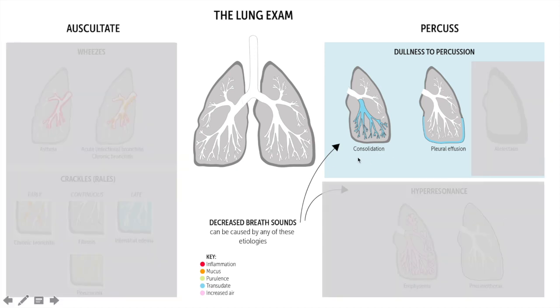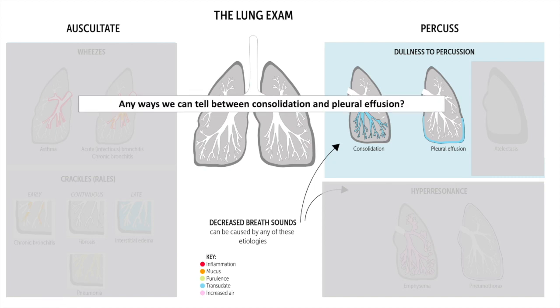But I wanted to circle back to consolidation versus pleural effusion, or really any sort of exam finding where you're going to have dullness to percussion. And this is a common clinical scenario to run into. So are there any ways that we can tell the difference between a consolidation and a pleural effusion on exam? Are there any extra maneuvers that we can do?